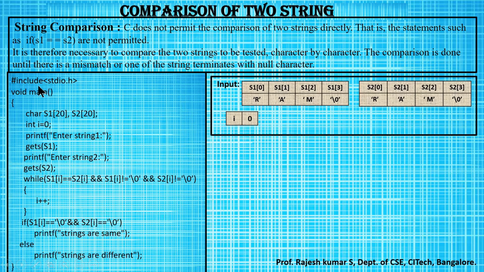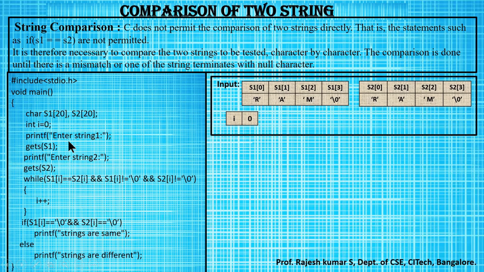So the very first line, I'm including the header file, starting the program by writing void main, open braces, close braces. All the statements will be written inside these open and close braces. In the very first line, we have to declare all the variables required in the program. So I require 2 character arrays, S1 and S2, and a variable I, which is initialized with the value 0.